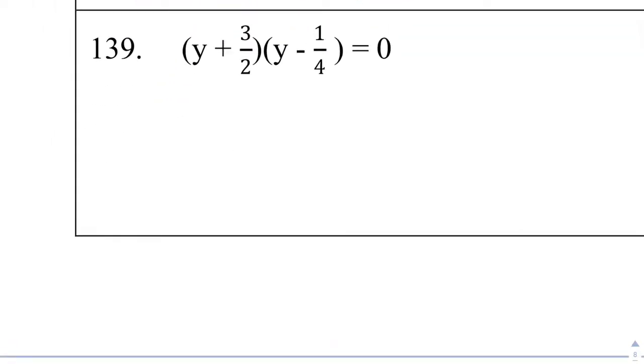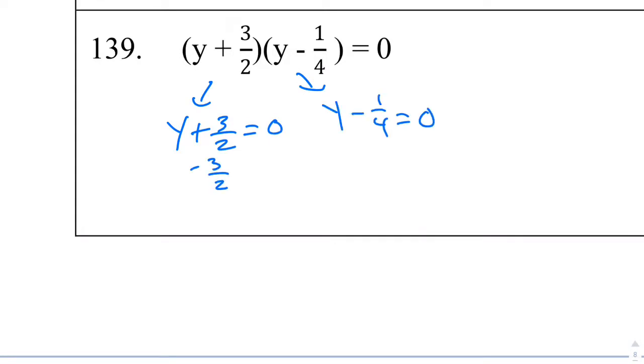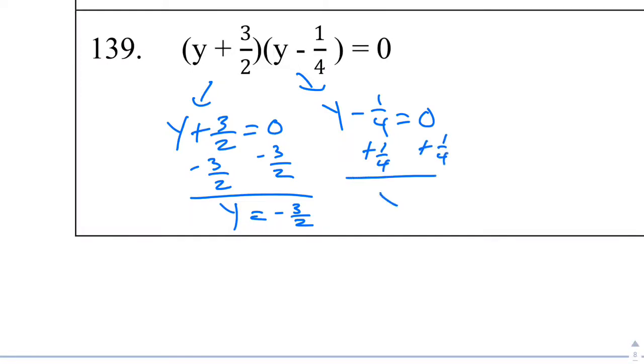Here we have some fractional ones. Doesn't change our process at all. Ooh, that looks like a 4. Let me change that. y plus 3/2 equals 0, and y minus 1/4 equals 0. Some pretty straightforward solving here. y equals negative 3/2, and y equals positive 1/4.